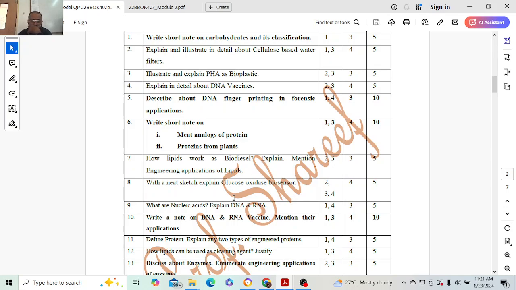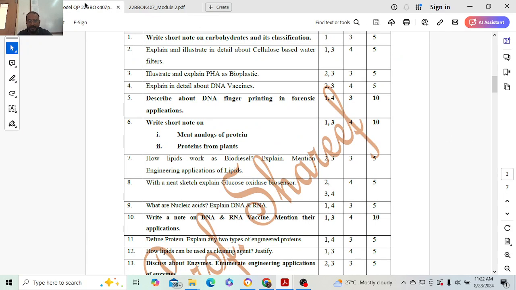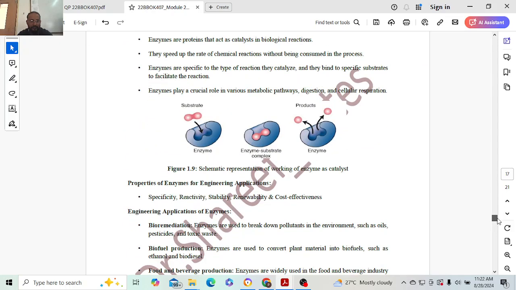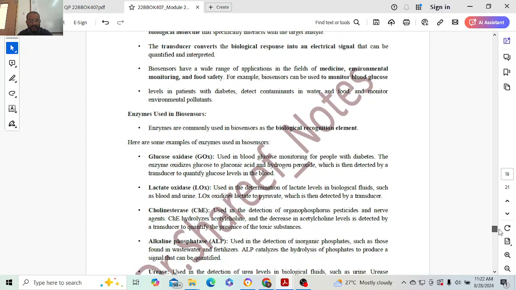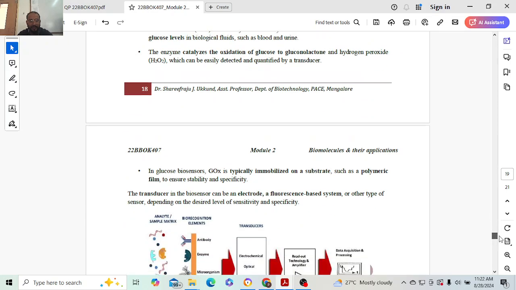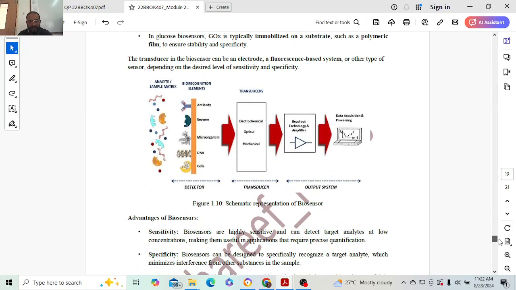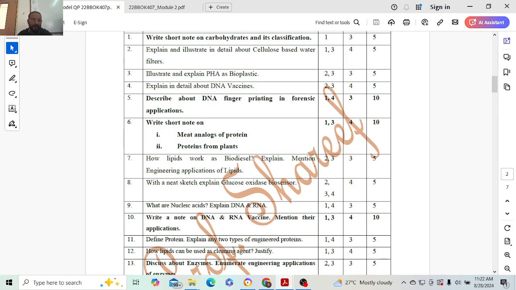Next, with a neat sketch, explain glucose oxidase biosensor. How many marks is it asked for? 5 marks. Okay, glucose oxidase biosensor. Here, around 4-5 points are there. It has an introduction for 2 marks. The diagram will carry 2 marks, and advantages and limitations will carry 1 mark.